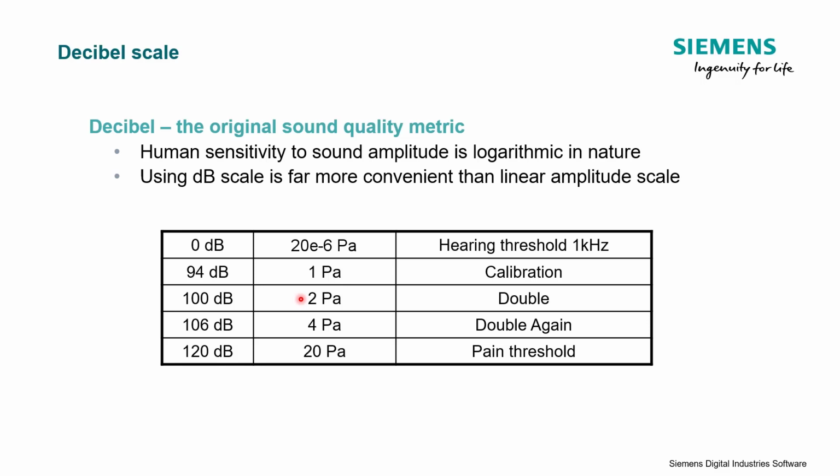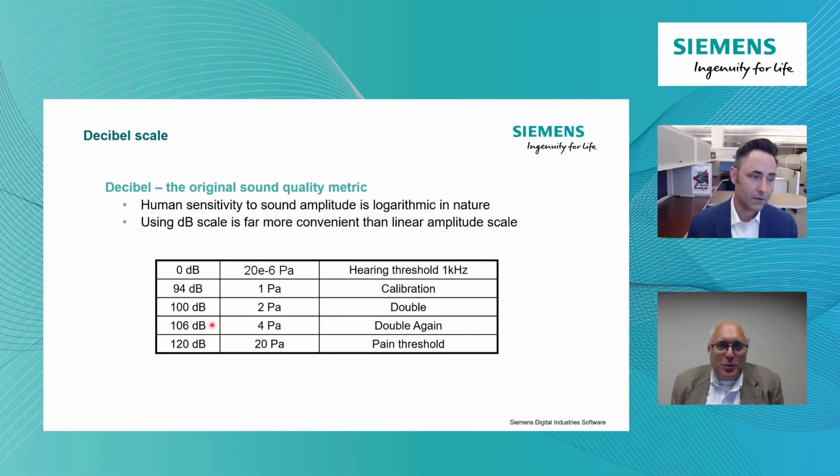I'm going to double it again. I'm going to go from 2 all the way up to 4. So now my increase is twice as much as it was last time. Now how much does it go up? 100 to 106, 6 dB. So 6 dB. Again, 6 dB.